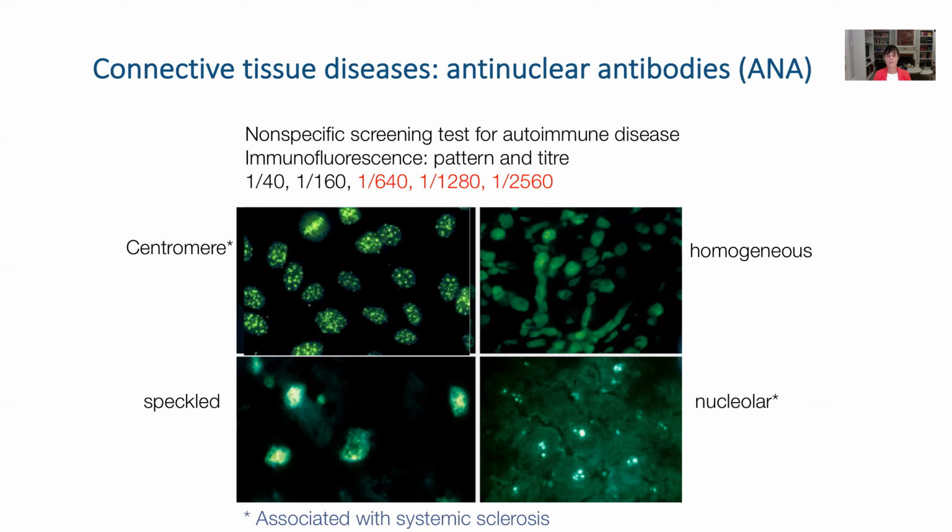This is the least specific or the most non-specific of the staining patterns. Down the right-hand side, the nucleolar pattern of staining, and then on the left-hand side at the bottom, the speckled pattern. And these patterns do have some disease associations. So, for example, the centromere and nucleolar patterns tend to be associated with systemic sclerosis, also known as scleroderma.